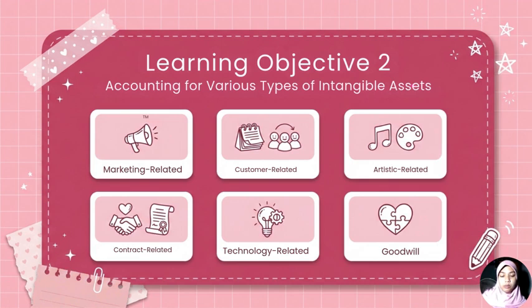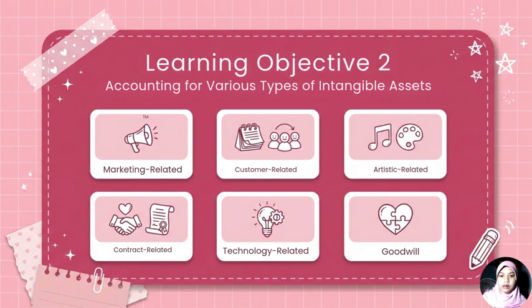So first of all, what is an intangible asset? Intangible assets are assets that do not have physical form, but they are still important because they give value to the company. For example, a company may have a famous brand name, customer data, or technology that helps the business grow. In accounting, there are six main types of intangible assets.